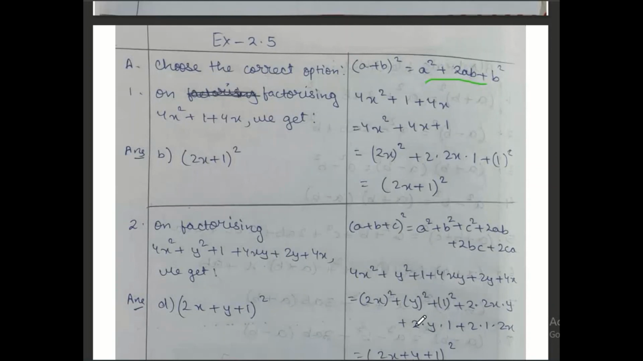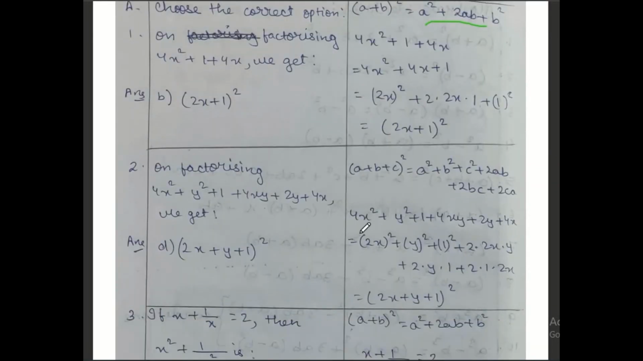Plus 2bc: 2 into b is y, c is 1. If you multiply, you will get back this one. Third one 2ca: 2 into c is 1 and a is 2x. If you multiply this, you will get back this one. That means whatever question you have, after writing it, try to compare with the right side of the formula, and you will get a square plus b square plus c square plus 2ab plus 2bc plus 2ca, which is equal to a plus b plus c whole square.